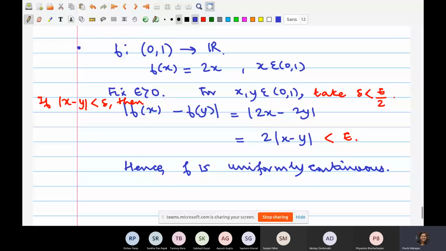Is that okay? So uniform continuity is a property of a function on a set. However, continuity can be defined at a point, right? It doesn't make sense to say that f is uniformly continuous at a point. Uniform continuity is a property of a function on a set. So for each epsilon positive, there is one single delta that will do for all the points of X. That is what uniform continuity is all about.